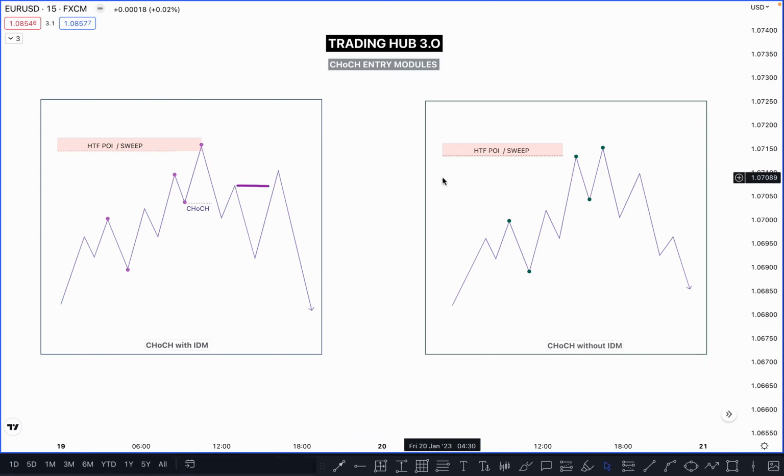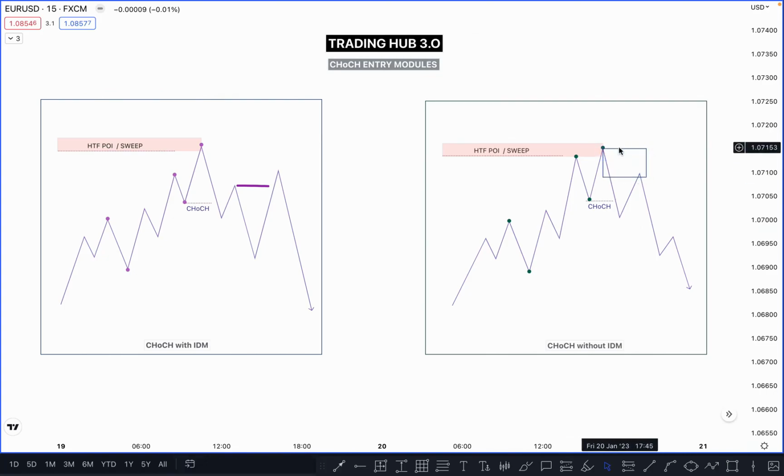Now let me show you another diagram. In the next diagram, you can see this one is our CHoCH without inducement. In this case, you don't need to wait for CHoCH. You can immediately sell after taking out the previous high. Let me explain here. When the market taps your PD zone and sweeps this higher time frame level, what happened here? You have to follow a similar rule here. After CHoCH, you can sell here. Look at this one. This one is our change of character. You can immediately sell here in this case right here.